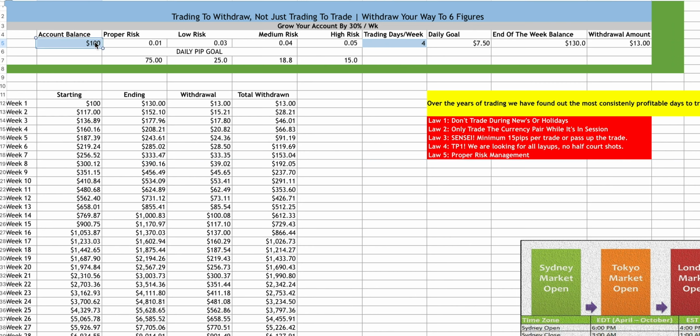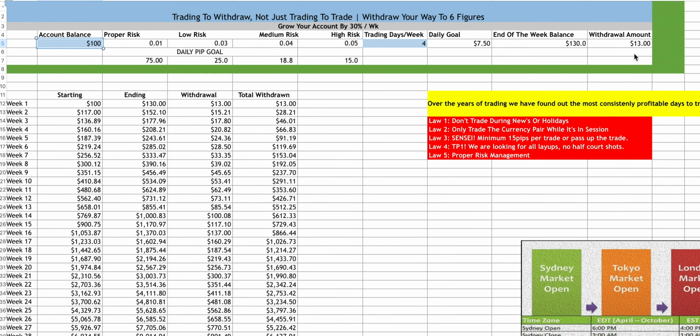As you can see, this is the balance. This is your risk. It's going to tell you your risk based off of what you put here. And what we're aiming for is based off of your risk, how many pips you have to aim for to meet your daily goal, and how much you should withdraw out of that goal per week. So if you have $100, if you do a 0.01, you need to earn 75 pips per day, and then just be out. So you have to do 25 pips between 3 pairs, or 75 pips in 1 pair. That's totally fine, but you got to do 75 pips in 1 day off of 0.01.